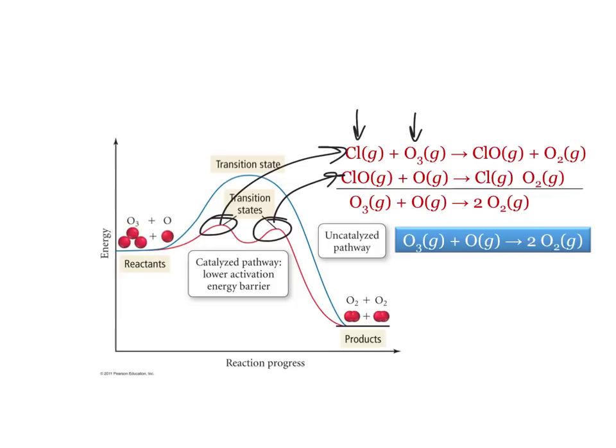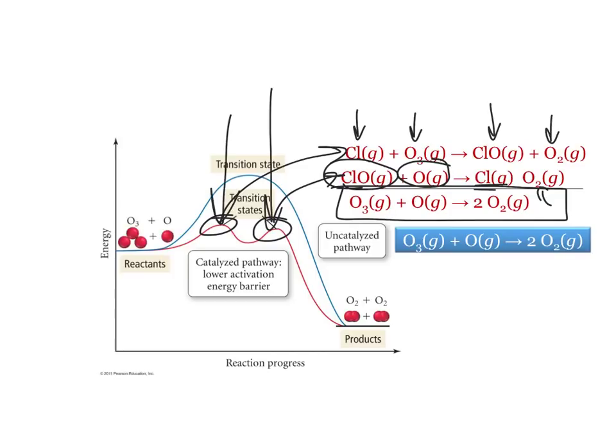In the first step, atomic chlorine gas reacts with ozone to form chlorine monoxide, ClO gas, and diatomic oxygen, O2 gas. In the second step, the ClO reacts with atomic oxygen to regenerate the atomic chlorine and a second mole of O2. This net or overall reaction is the same result as for the uncatalyzed reaction, but we see the rate of ozone decomposition proceeds much more quickly because the activation energy barriers in the catalyzed two-step mechanism are much lower than in the uncatalyzed reaction.